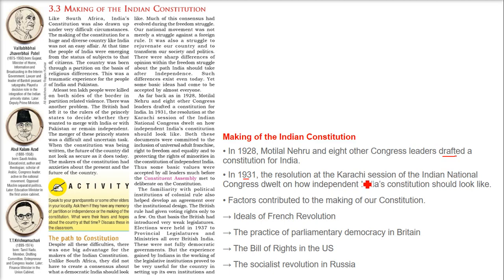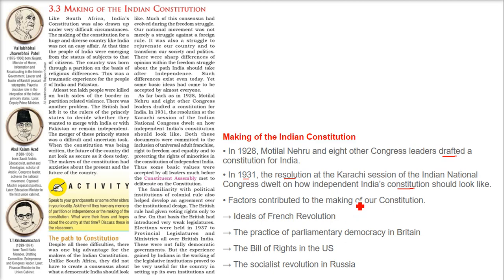In the Indian National Congress, there was a session called the Karachi session, because it happened in Karachi. A resolution was passed here, and the resolution was basically about how the independent India, that is what they were fighting for, when the country will be independent, how the Indian constitution will look. The constitution has been written by around 300 people of our country, so several factors contributed to the making of our constitution.